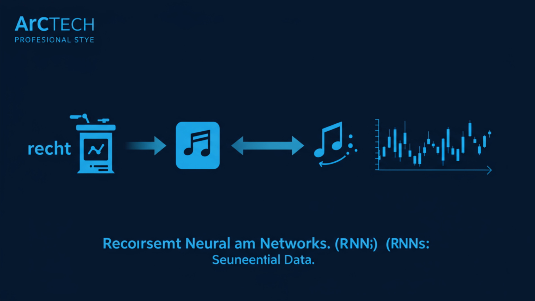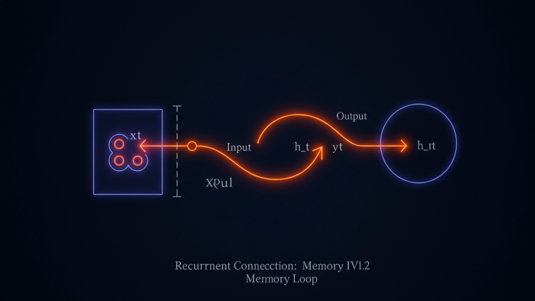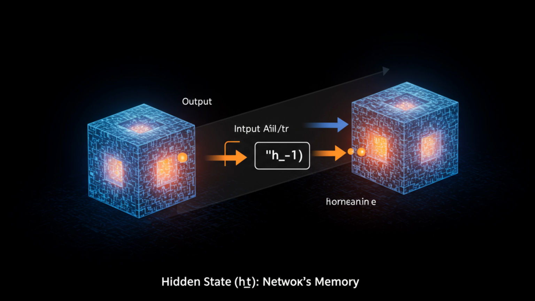RNNs specialize in sequential data, where the order of information matters. Think text, speech, or time series data. Unlike ANNs, RNNs have a recurrent connection, allowing information from previous time steps to influence the current output. This gives them memory. The hidden state, updated at each time step, encapsulates the network's understanding of the sequence processed so far. It's the short-term memory.